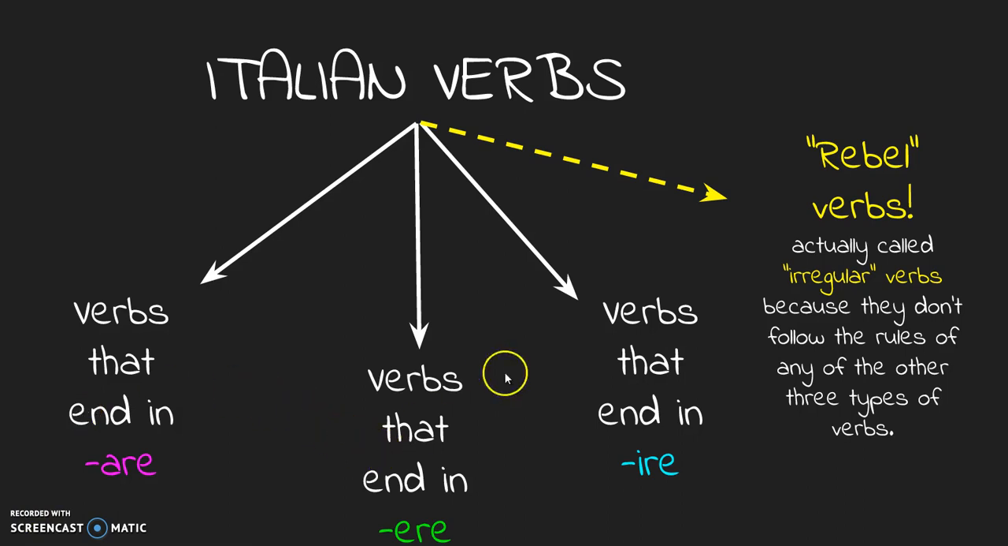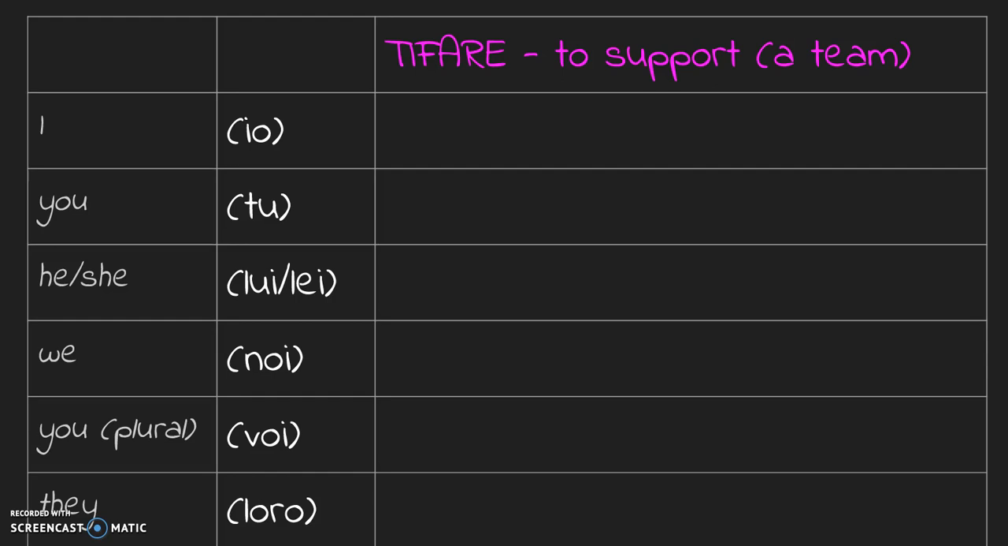So these three groups of verbs are regular, which means that they follow a set of rules. They are predictable, and there are patterns that you learn. And once you learn those patterns, you can use literally hundreds of verbs correctly in your Italian speaking and writing. So let's look at the first group of verbs now, are verbs. This is the largest and most common group of verbs.